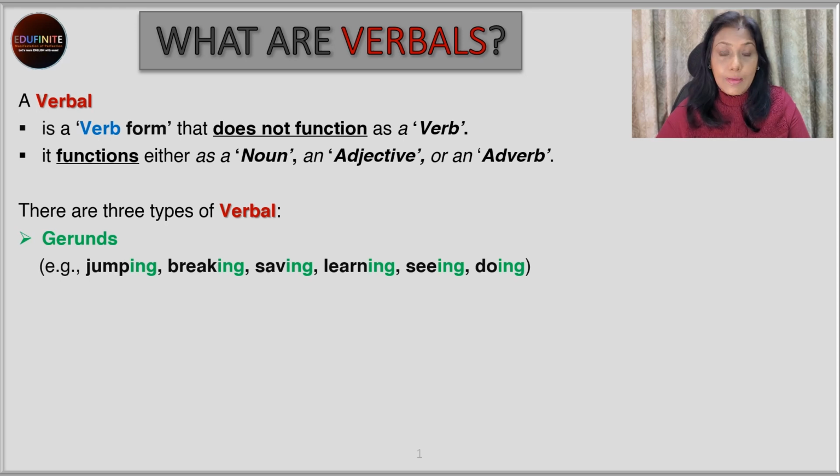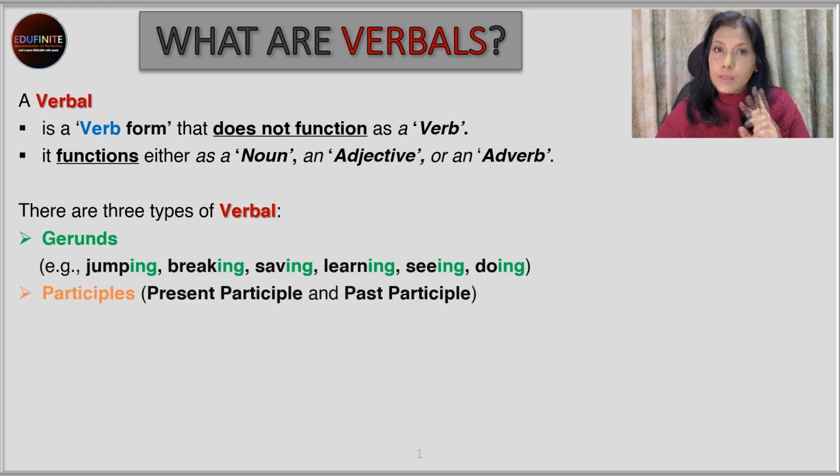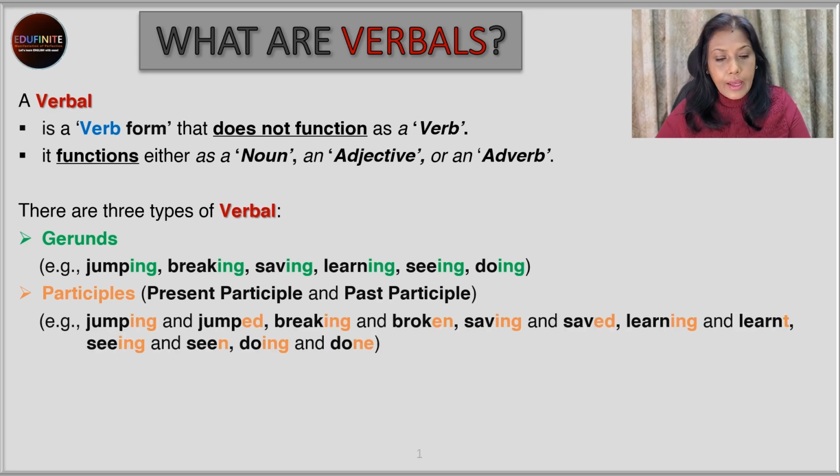The next one is participles. In participles, we have both the forms, present participle as well as the past participle. Examples are jumping and jumped. So jumping, ing is the present participle, and the third form of the verb is the past participle. So jumping and jumped, breaking and broken, saving and saved, learning and learned, seeing and seen, doing and done.